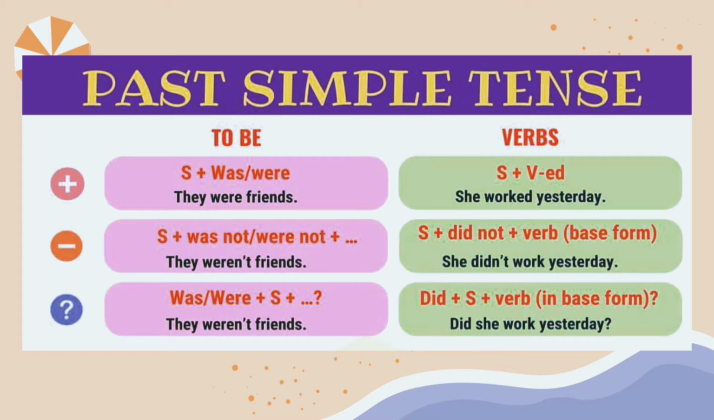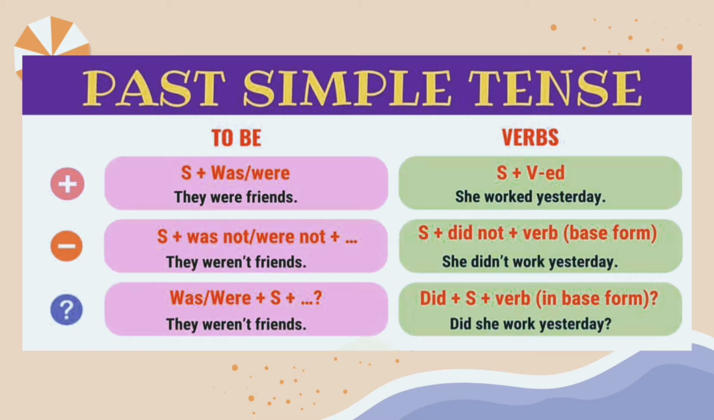Positive, to be: subject plus was or were. They were friends. Negative: subject plus was not or were not. They weren't friends. Question: was or were plus subject. Were they friends? This is just a simple explanation for the verb to be. We will dive into it more deeply after this.